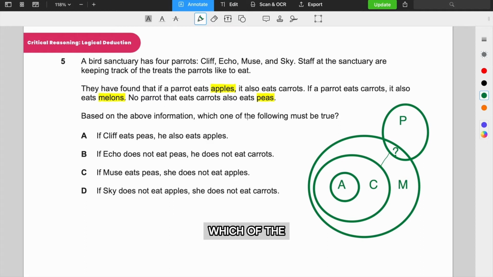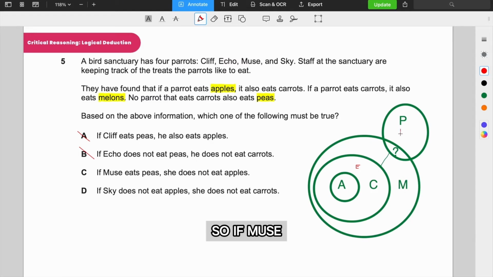Based on the above information, which of the following must be true? So first of all, we have if Cliff eats peas, he also eats apples. Not necessarily. Actually, that's impossible because if Cliff eats peas, then he can't eat apples. There's no overlap. So A is wrong. If Echo does not eat peas, he does not eat carrots. So if he does not eat peas, he could still eat carrots. That's wrong because Echo could be here. What if Echo does not eat peas, but he does indeed eat carrots? So B is wrong.